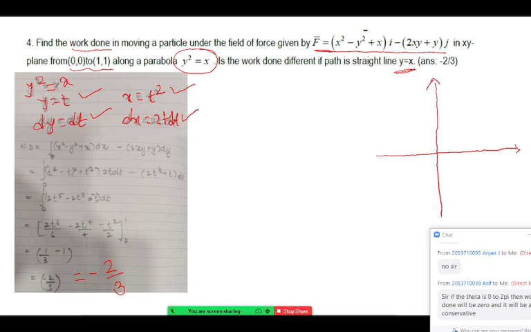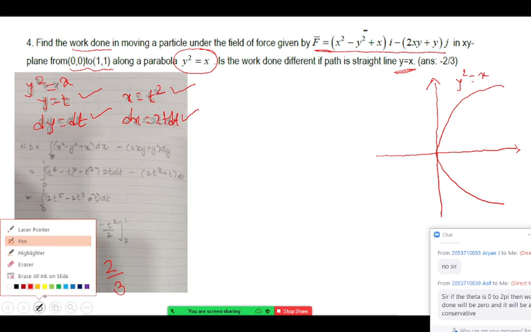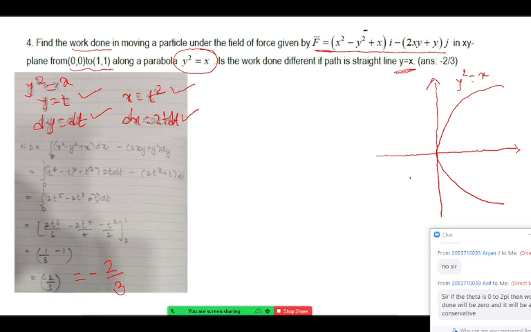X-axis. Yes, y square indicates symmetry is about x-axis, correct? So the first path is a parabola, that is y square equal to x. Another path is a straight line which is y equal to x. So this is y equal to x. So this is a curve and it is moving from this point 0 0 to 1 1.